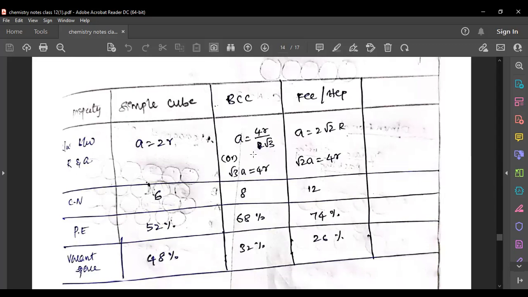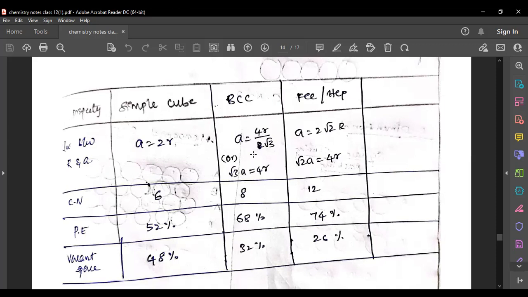What is this root 2a and root 3a? Any one of you tell me? I already said this in the unit cell definition topic itself. In the case of body centered unit cell, what is this root 3a? A diagonal, sir. Very good. Length of the body diagonal is equal to root 3a. That root 3a is approximately equal to 4 times the radius of the atom. In the case of FCC, the length of the face diagonal is root 2a, which is approximately equal to 4 times the radius of the atom. That is what is given in the relationship between A and R.